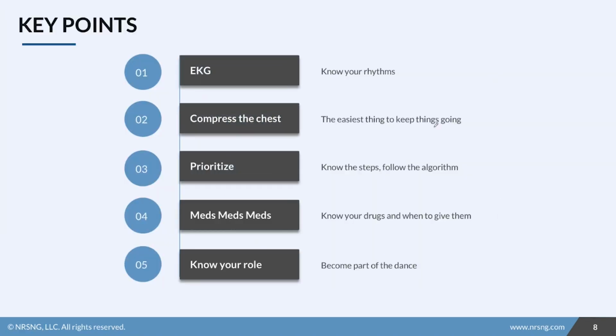Few key points here, guys. We have to recognize our rhythms. There's a big difference between PEA and sinus, and we need to know it. Always start compressions when there's no pulse. It's the best thing that's going to keep that blood flowing and get the oxygen to the brain. Prioritize, guys. Remember your steps. Follow your algorithms. Know which drugs they are and when they need to be used. And also know your role. Are you the med nurse, the access nurse, the recorder? It helps not only to know your role, but the role of your teammates as well.